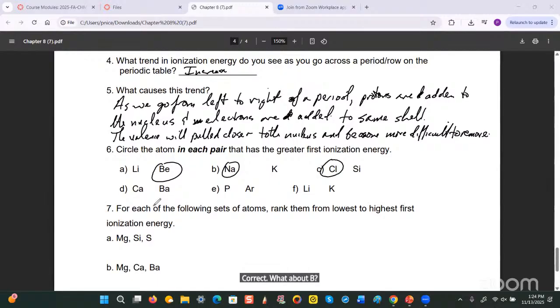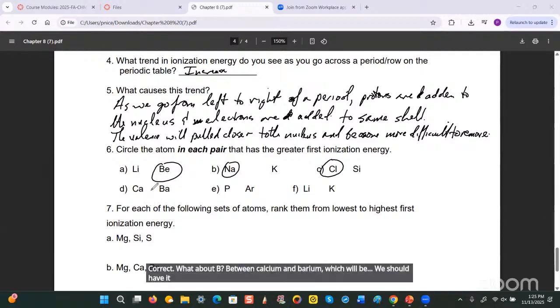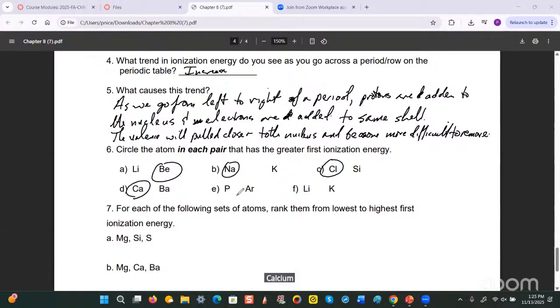Between calcium and barium, which would have the greater first ionization energy? Calcium. Okay, phosphorus and argon, which would be higher in terms of first ionization energy? Argon. And then lithium and potassium. Lithium. Okay, very good.